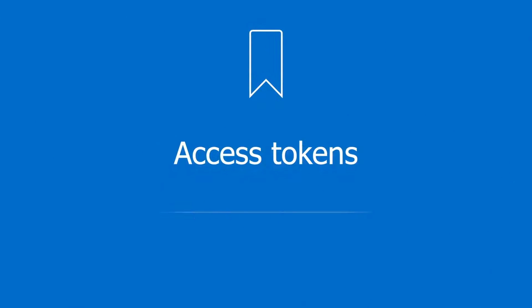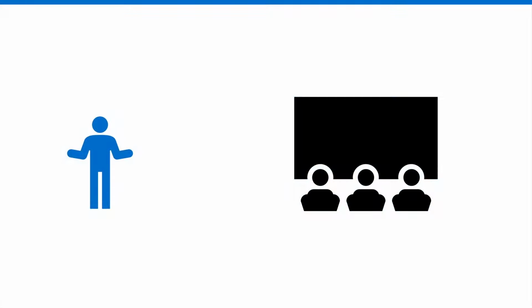So we've talked about permissions, scopes, and permission types. Now let's tie this into access tokens. After your application has requested permission and a user or administrator has consented, the application can obtain what's called an access token from the Microsoft Identity Platform. And we saw this a little bit earlier in the module.